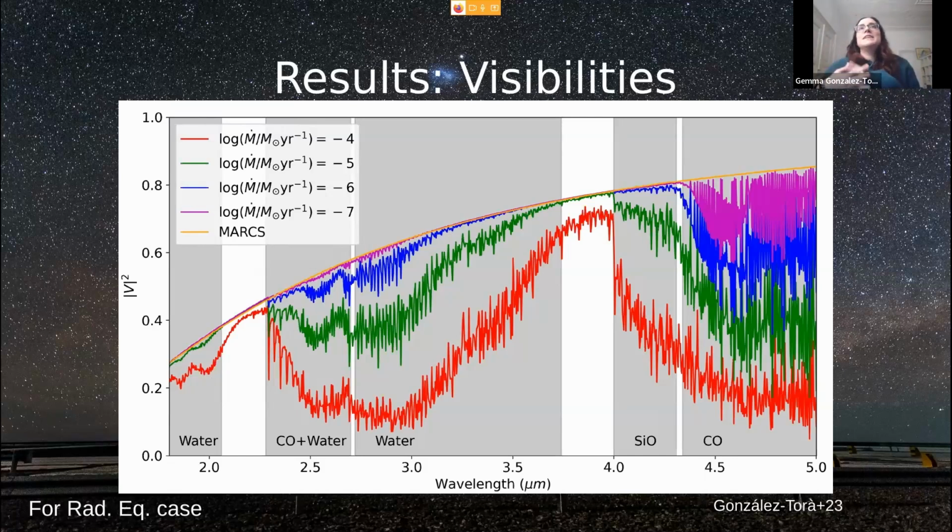As I said, physically, it's a little bit hard to understand the concept of the visibility, but it basically gives us an idea of how extended our model is. So as you can see, if we see more features, it means that it's going to be more extended.